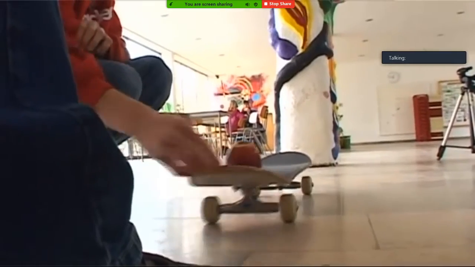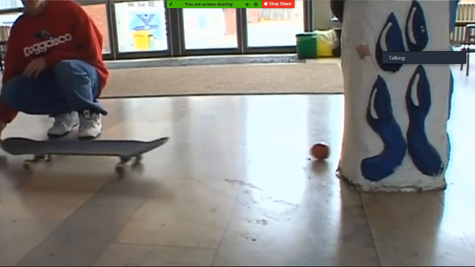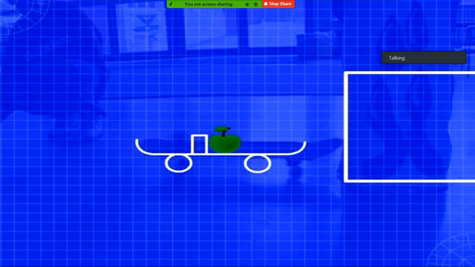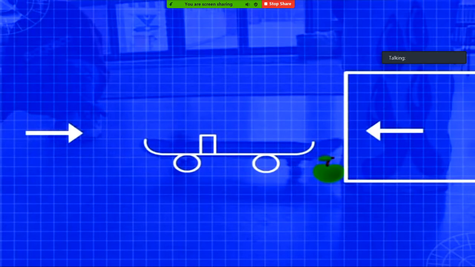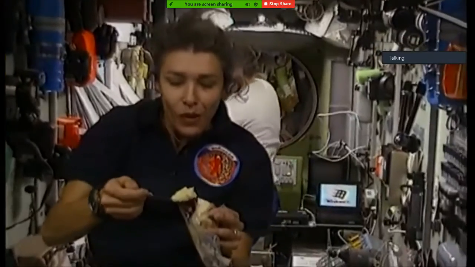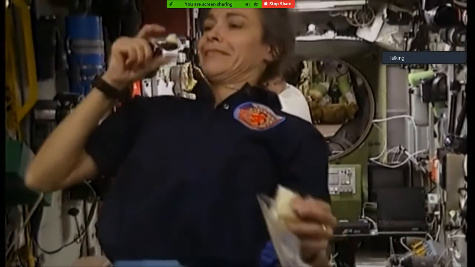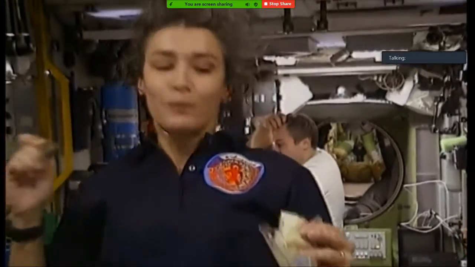Pushing the skateboard, that's a force, isn't it? The skateboard moves, hits the pillar and changes direction. But the apple keeps going. That's because this time the force is only applied to the skateboard and not the apple. That's why eating in space isn't easy. The spoon stops, but the food keeps going.